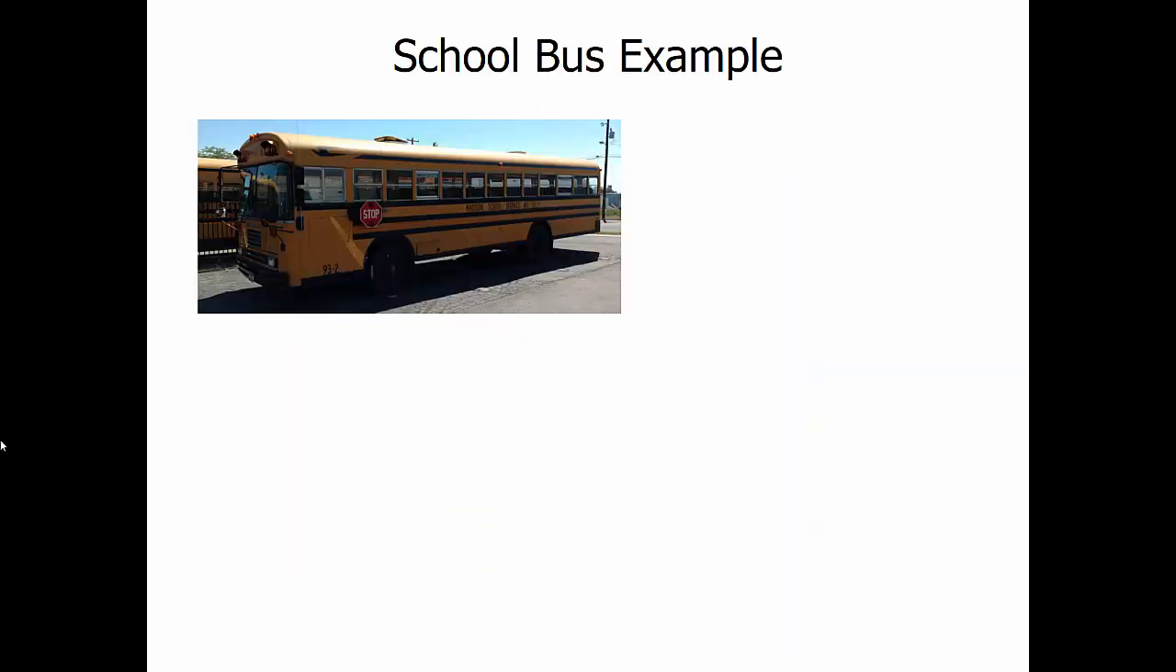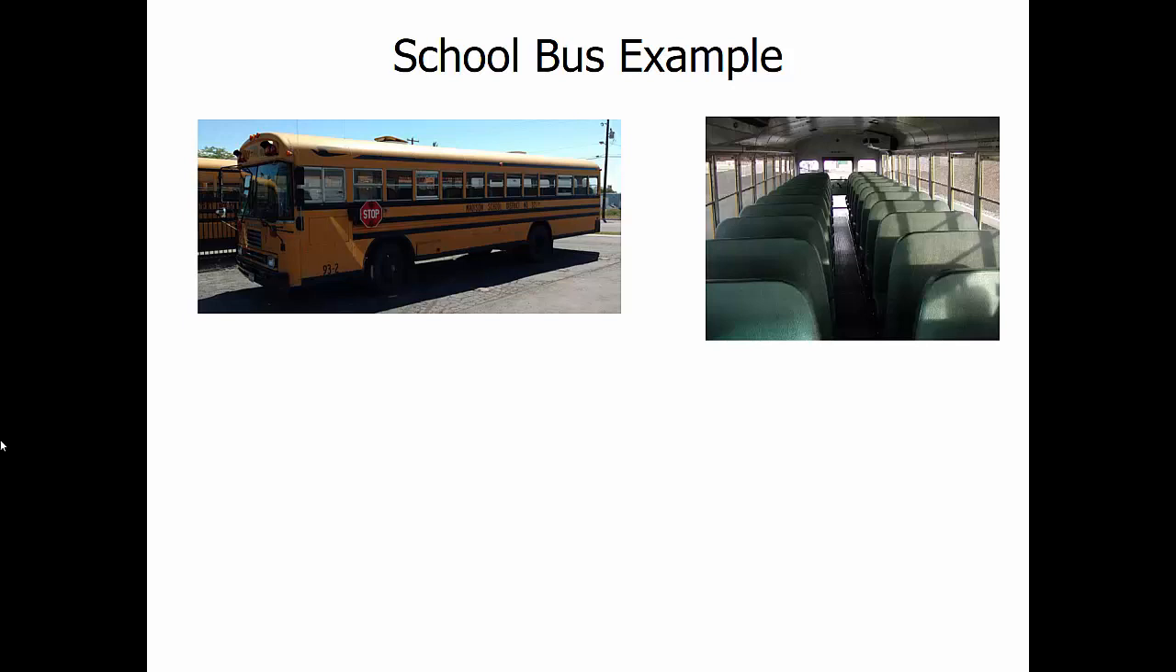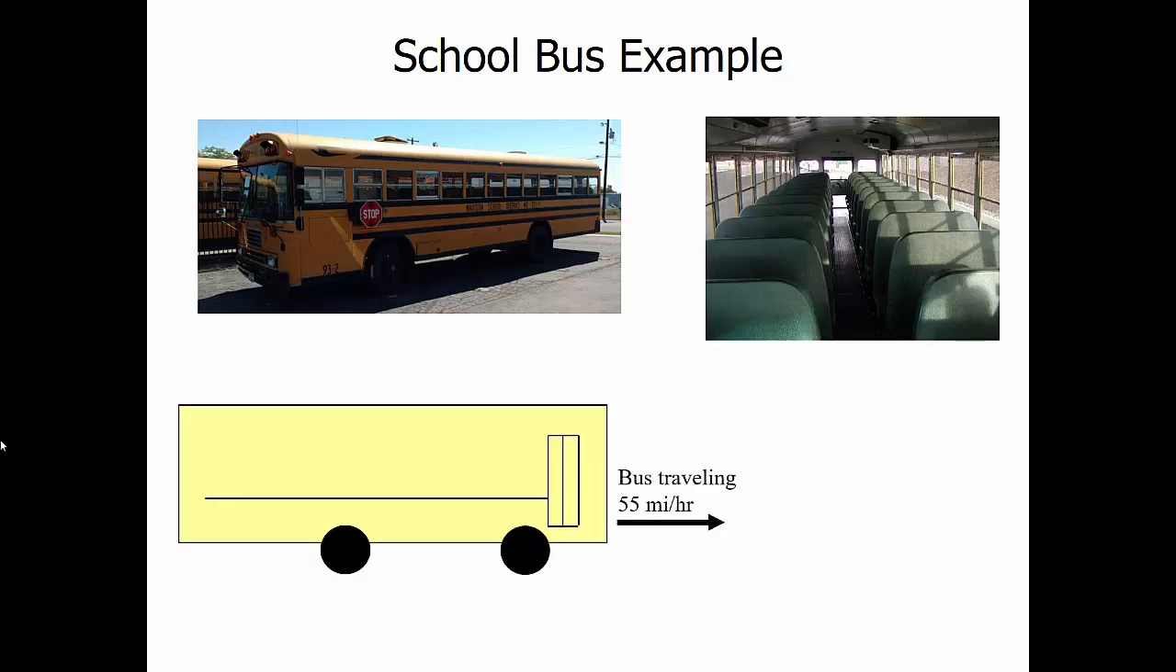Here's an example with a school bus. There's a long aisle that goes down the middle of the bus, and students will move back and forth from seat to seat and walk down the aisle. Let's say we have a bus that's traveling at 55 miles per hour. There's a boy running down the aisle at 5 miles per hour. How fast is the boy moving? Well, intuitively, we could figure out that the boy is moving 60 miles an hour. The bus is going 55, he's going another 5, so his total speed is 60 miles an hour.